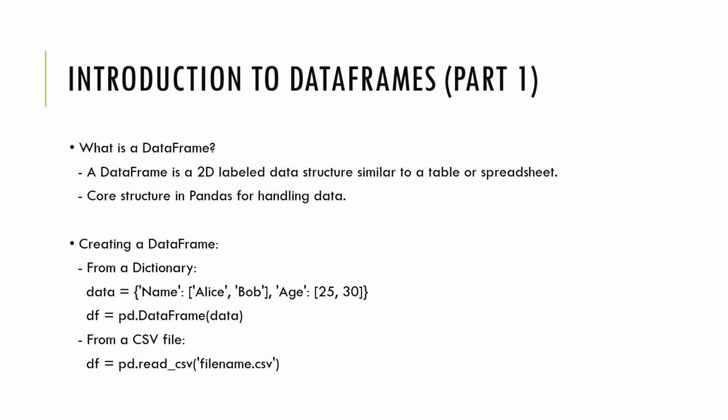Let's begin by understanding data frames. A data frame is a powerful 2D labeled data structure similar to a table or a spreadsheet and is one of the core structures in pandas. You can create a data frame from a dictionary of lists. For example, a simple dataset of name and age can be turned into a data frame using the pd.DataFrame method. Alternatively, we can also load data from external files like CSV files using the pd.read_csv function.